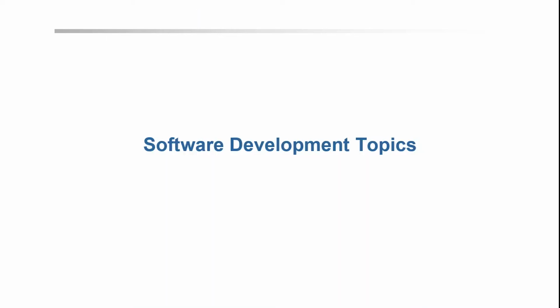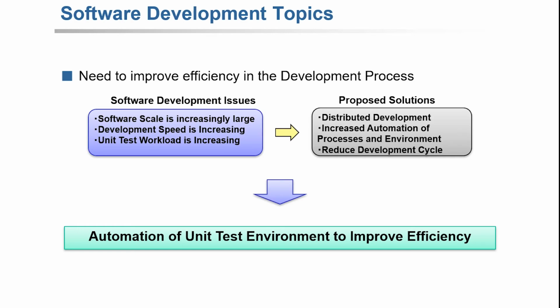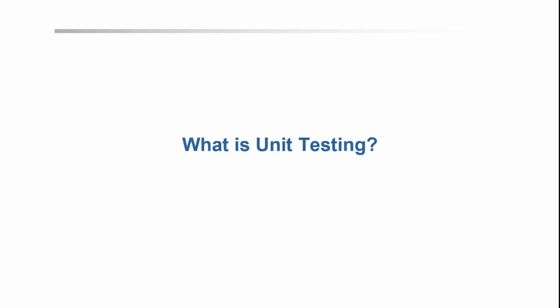Coverage Master can help solve some of the issues facing software development. As the complexity and size of software projects increases, the amount of time and resources needed for unit testing grows. Automation of the testing process allows these resources to be freed for other uses, saving time and money. Let's take a closer look at how this can be done.